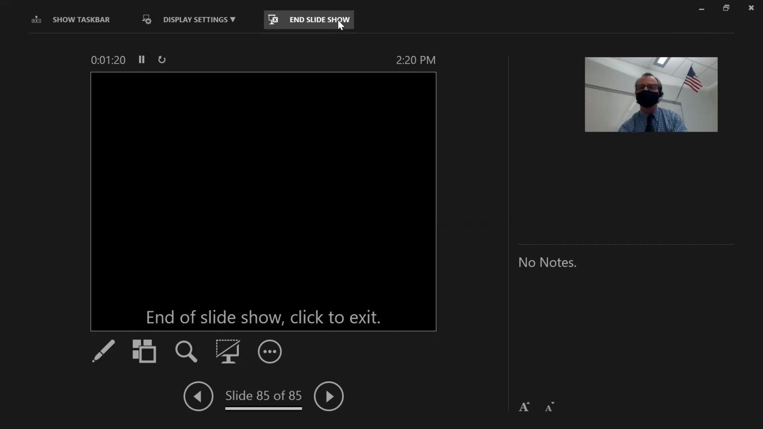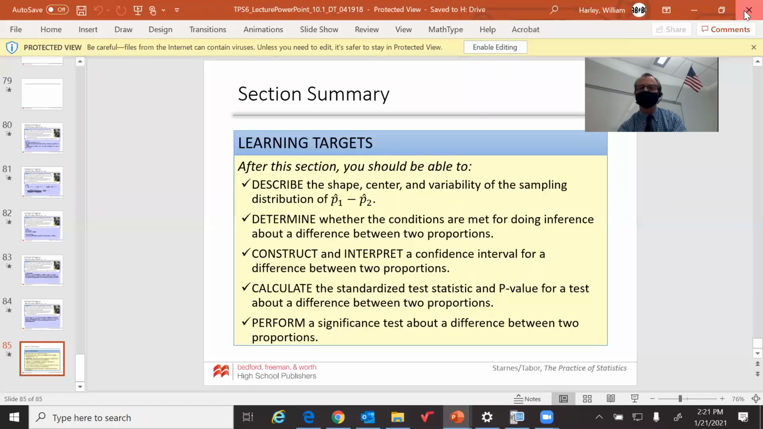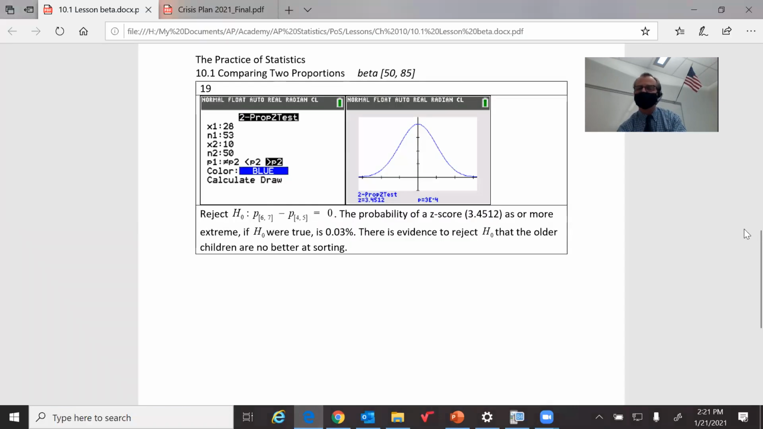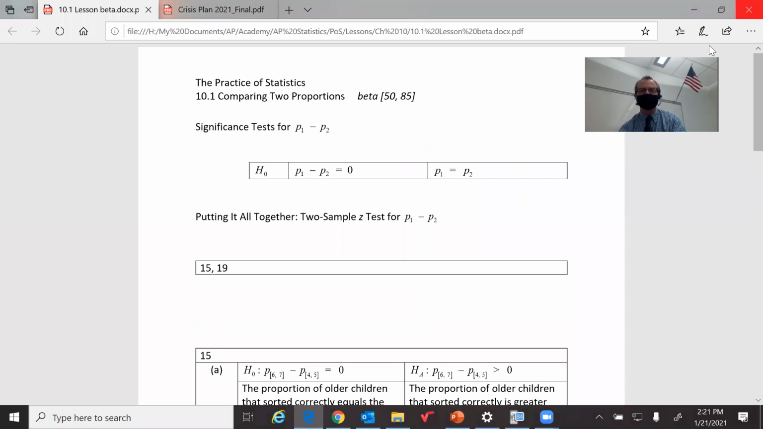And then back to the beginning. So we're going to do one data set. And I'm saying this, ready? Here is your null. P1 minus P2 is 0. It's the same thing as saying they're equal. So you've got a problem, 15 and 19. Ready? 15 and 19 is one data set. You're just going to do the conditions, null and alternate, and then go to your calculator.